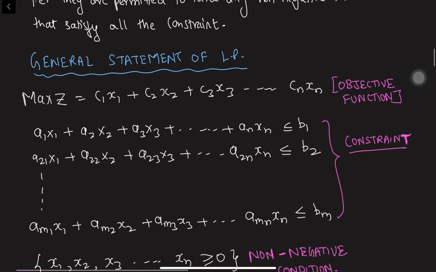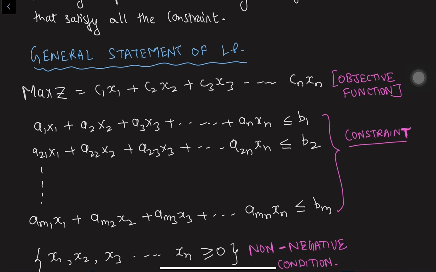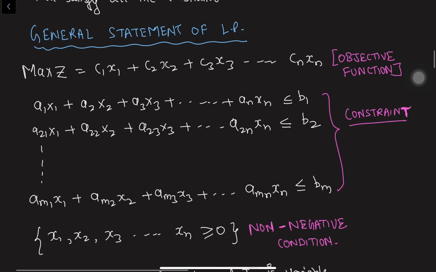Okay, let's come to the general statement of linear programming. In linear programming, you will have one objective function. The objective function is the objective that we need to fulfill, right? It could be maximization of the objective function, or it could be minimization. This is the main objective function that we need to focus on when we are working on LP.